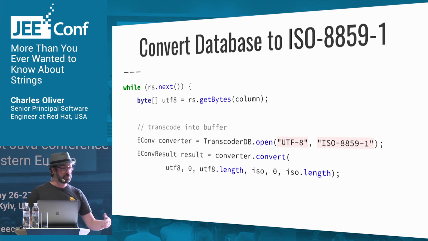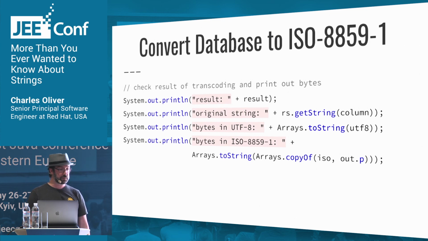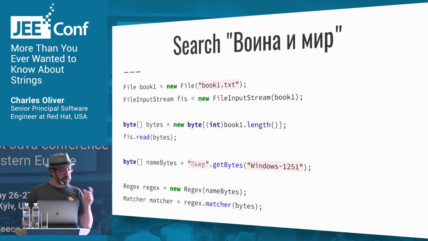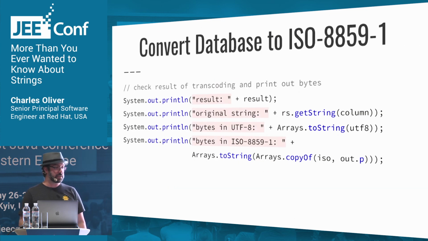Let's see. So we get our UTF-8 bytes. We've got our transcoder from UTF-8 to ISO 8859. And we do our conversion directly from one byte array to another. Now we don't have to use the character step. We can put it out into ISO 8859 wherever we want, and we've done it in far fewer steps and less overhead than Java does. Okay, so here we have our string. We've converted it. We've got our ISO 8859 and so on.